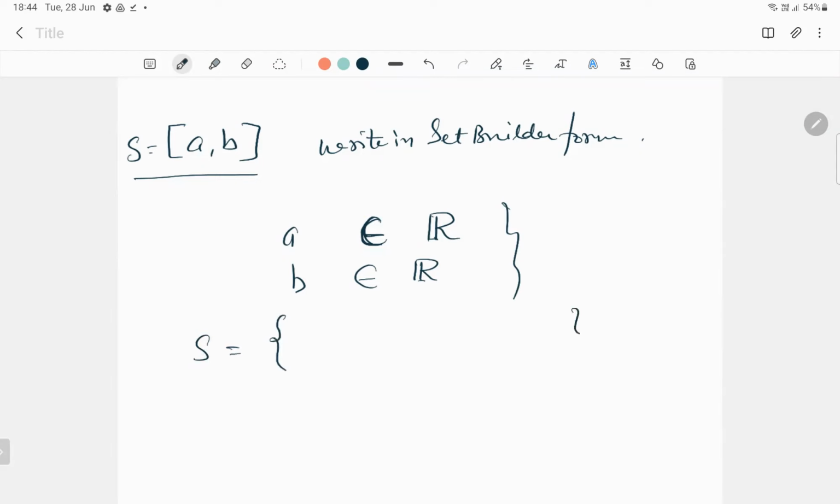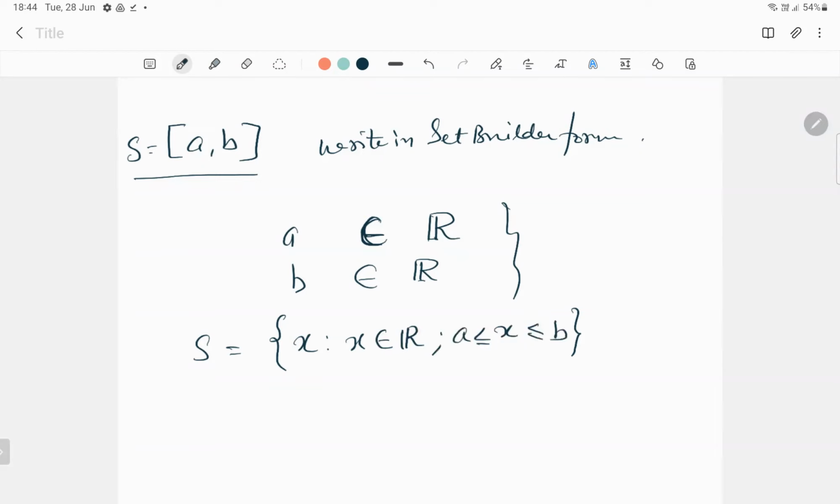How do we write in set builder form? Inside curly braces we write: x such that x belongs to [a, b], or you can write x belongs to all real numbers, and then you can define a, like I told you, in set builder form. You can also write it as one statement like this. Okay, this is also correct.